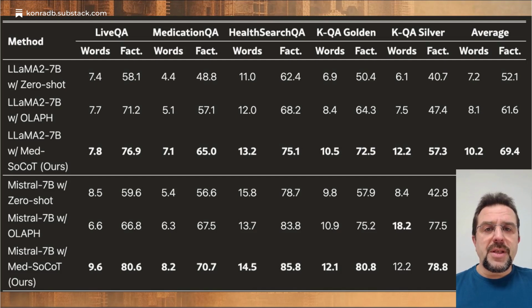Table 1 provides a comprehensive comparison across different models and approaches. The data reveals that MedSoCoT consistently outperforms both zero-shot baselines and the fine-tuned OLAF method across all tested models. For example, Mistral 7B improved from a factuality score of 59.1, zero-shot, to 79.3 with MedSoCoT. Notably, the approach benefits both general-purpose models like Llama 2 and medically fine-tuned models like BioMistral 7B, suggesting that structured reasoning complements domain-specific training. The table also shows improvements in word composition metrics, indicating enhanced coherence.